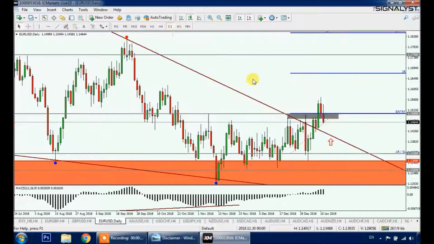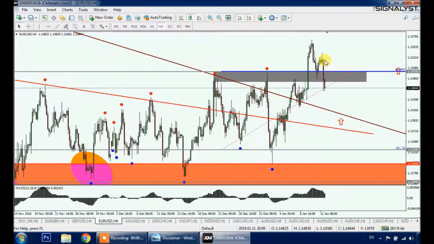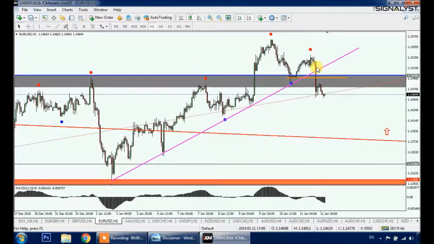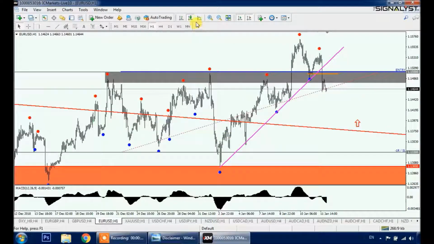We can see it better on daily time frame. The last two candles were bearish. On H4 you can see that the last two candles were aggressive, pushing price lower. So we decided to close this trade as it closed below this last swing standing in orange, which is the last swing standing of this objective trend line in purple.